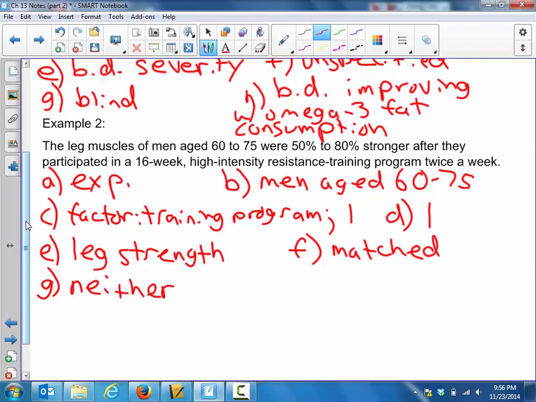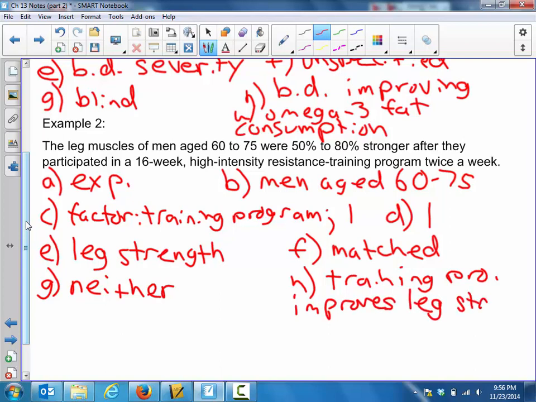G, they want to know whether or not it's a blind or double-blind study. No, not really possible. I don't know how you give men this resistance training program without them knowing. That would be awesome if you could do it, but I don't think it's possible. Let's see, H here, they want to know about generalizability. Okay, so we can generalize and say that the training program improves leg strength for men in that age range.